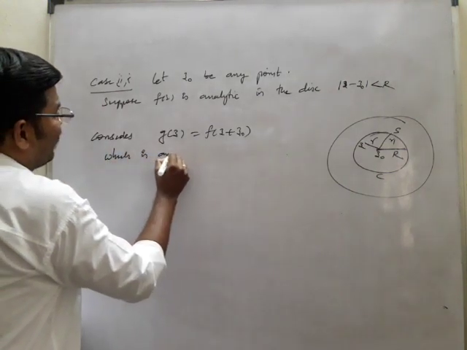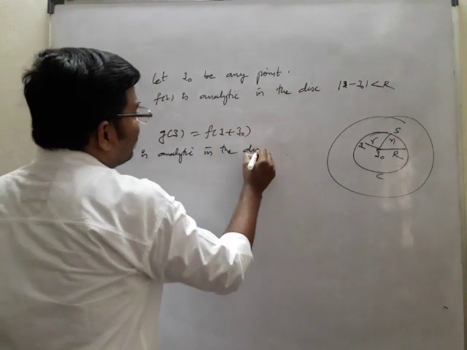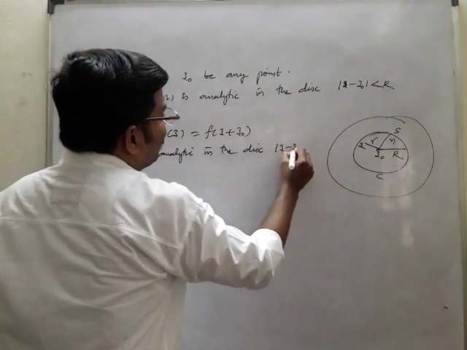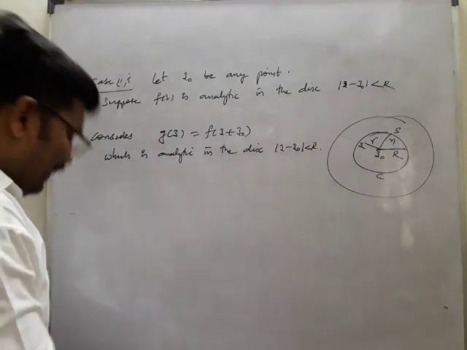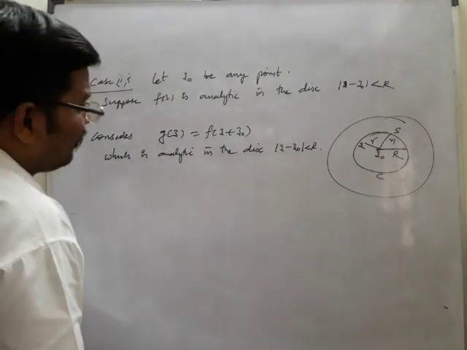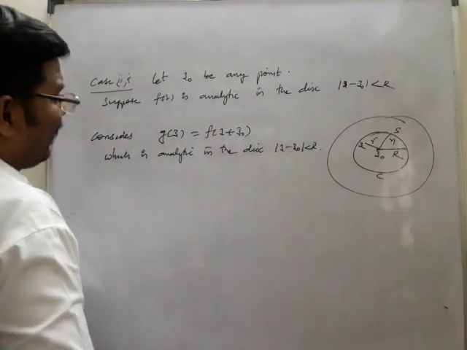Which is analytic in the disk mod z minus z naught is less than r, means g of z is also analytic. So when it is analytic in the disk, according to the theorem, it is nothing but by taking the value.